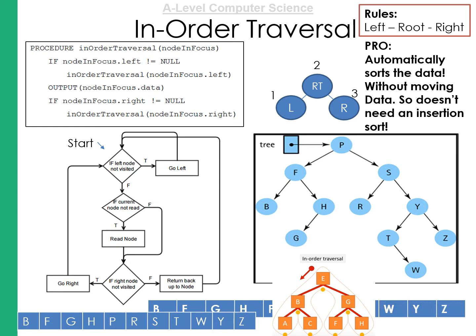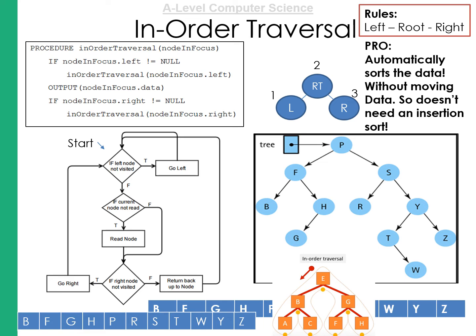Now the in-order traversal is also a depth-first traversal. We think of the rule as left, root, right. And a massive advantage of this one is it automatically sorts the data for you. You don't have to move any data in memory to sort it, and so you don't need any form of insertion sort. So here you can see the first value is our root, P. We then go down right to the bottom of the left-hand tree, so it becomes B next. Then we go to F, G, H.